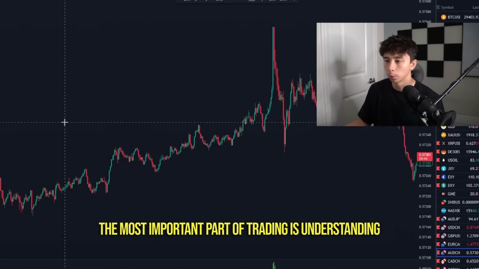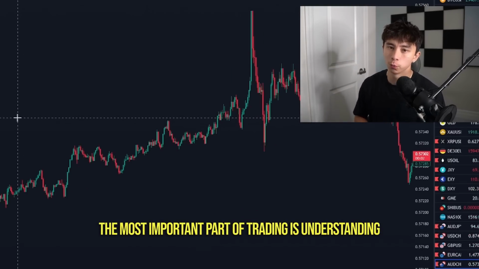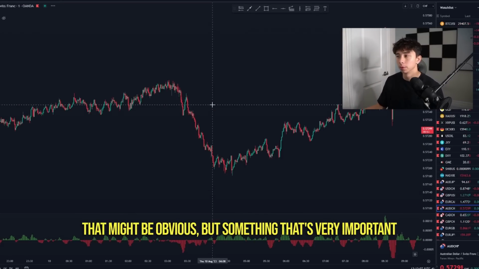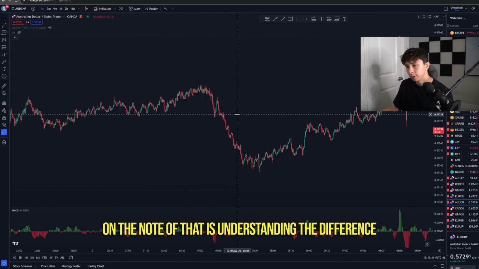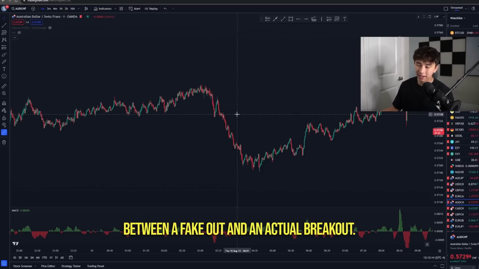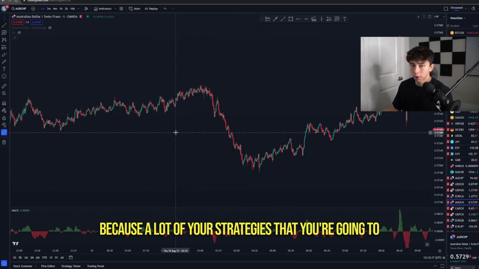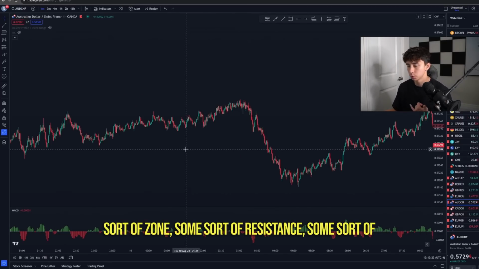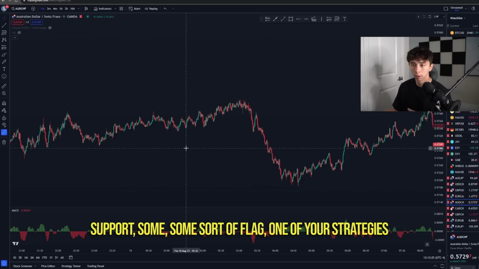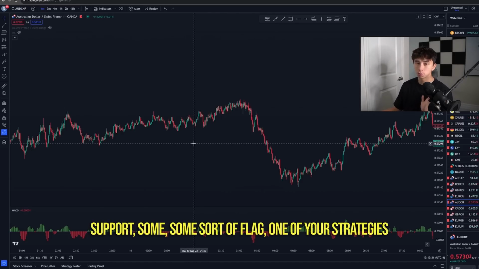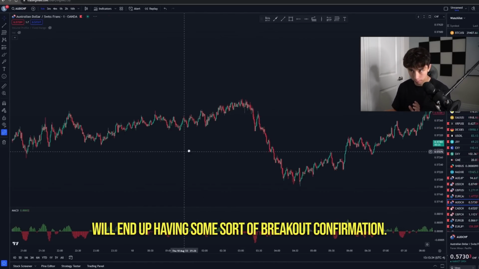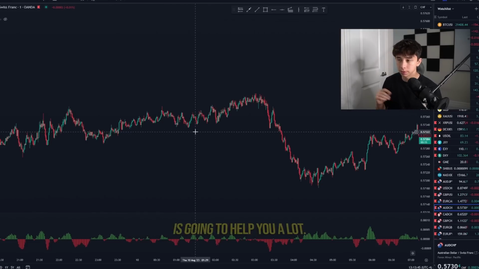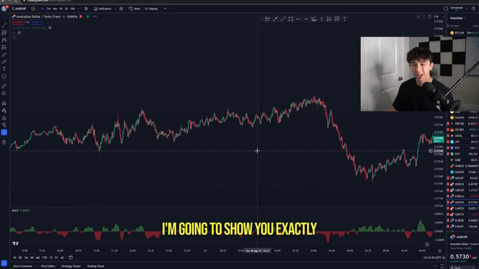The most important part of trading is understanding when to actually get in a trade. That might be obvious, but something that's very important on that note is understanding the difference between a fake out and an actual breakout. A lot of the strategies you're going to end up using have some sort of breakout, of some sort of zone, resistance, support, or flag. One of your strategies will end up having some sort of breakout confirmation. Obviously there are strategies that don't use any sort of breaking out, but this tool is going to help you a lot. I'm going to show you exactly what we're talking about here.